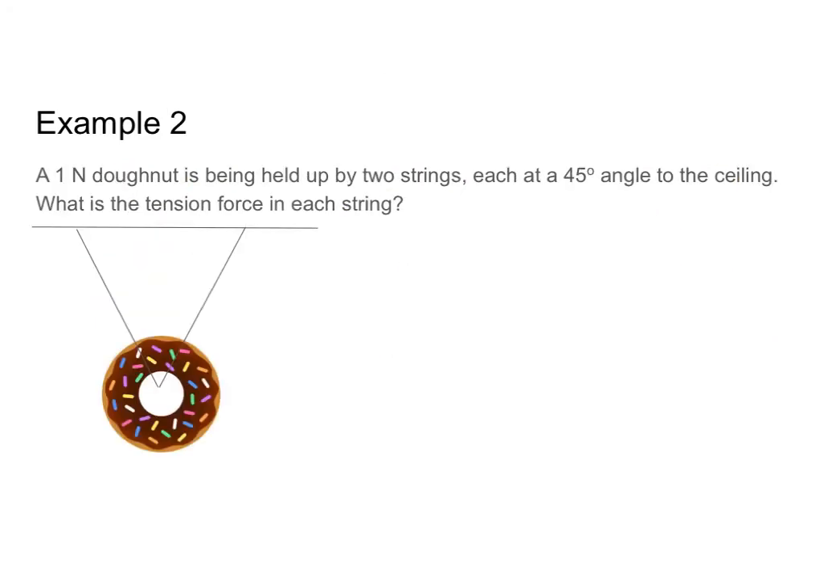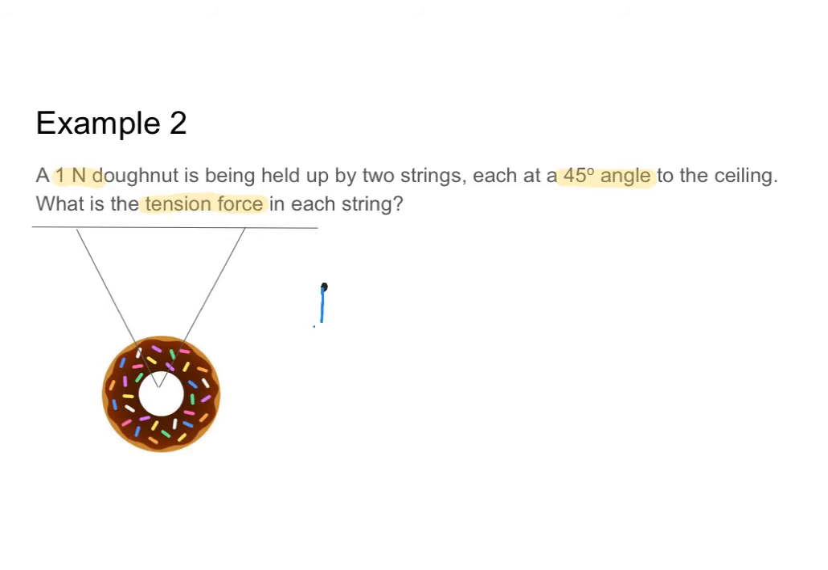Now let's try something a little bit more complex. So here I have a 1 Newton donut being held up by 2 strings, each at a 45-degree angle to the ceiling. What is the tension force in each string? So let's go ahead and draw my free body diagram for this problem. So here's my donut being represented as it should be, as a dot.